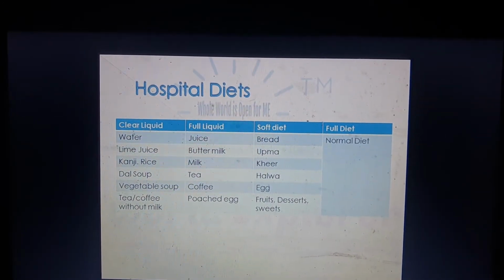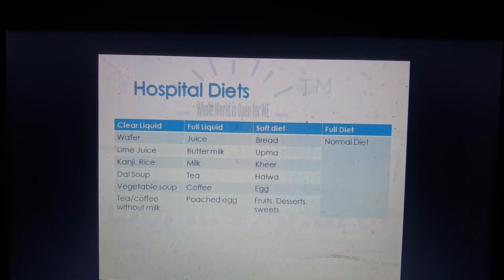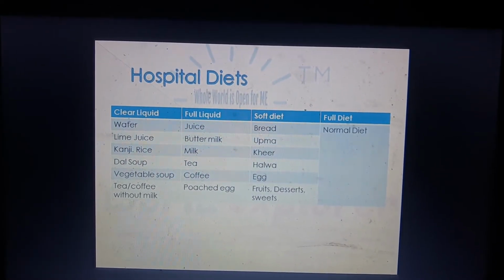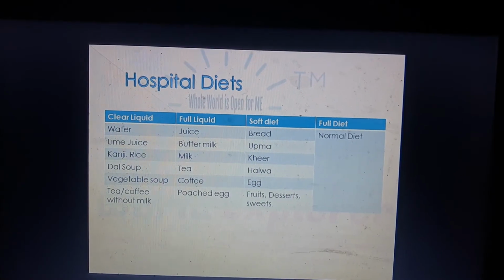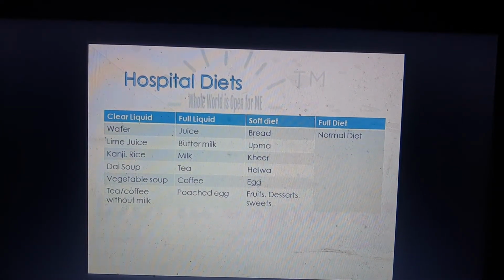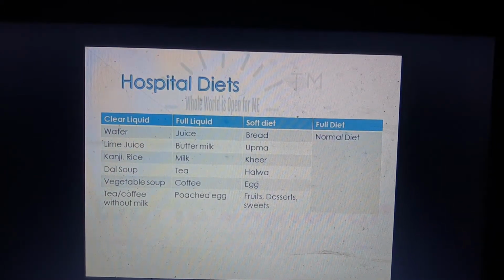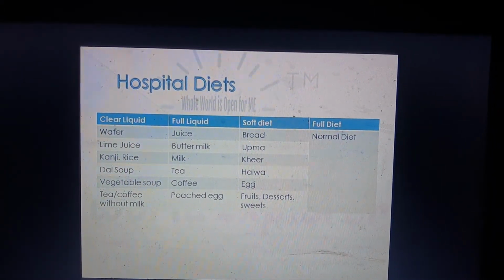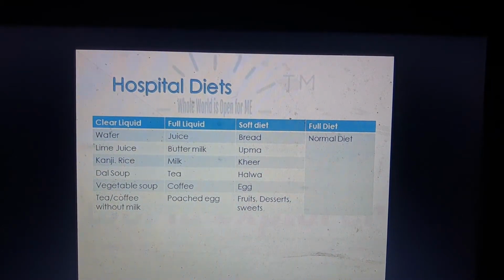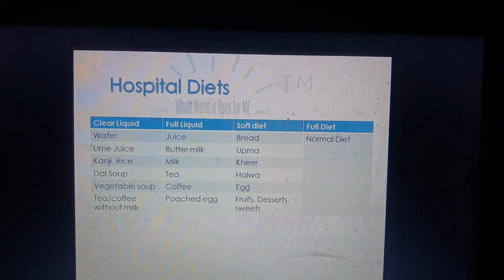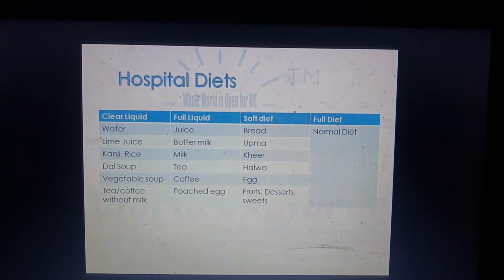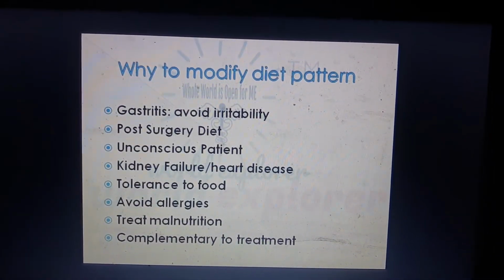So in the hospital we are seeing different types of diets, that is clear liquid diet, full liquid diet, soft diet and full diet. In clear liquid diet, we are giving water, lime juice, rice kanji, dal soup, vegetable soup, tea, coffee without milk. In full liquid diet we are giving juice, buttermilk, milk, tea, coffee, poached eggs, etc. In soft diet we are giving bread, upma, kheer, halwa, egg, fruits, desserts, sweets, and then we are transitioning the patient to normal diet. It depends on the patient condition.